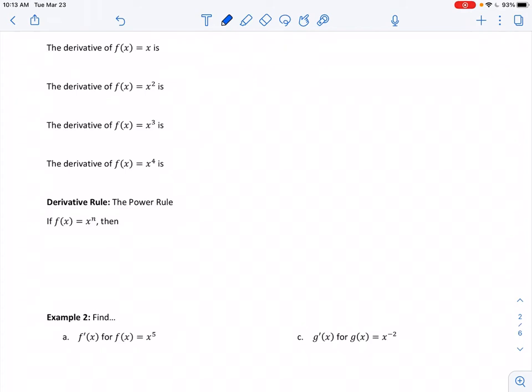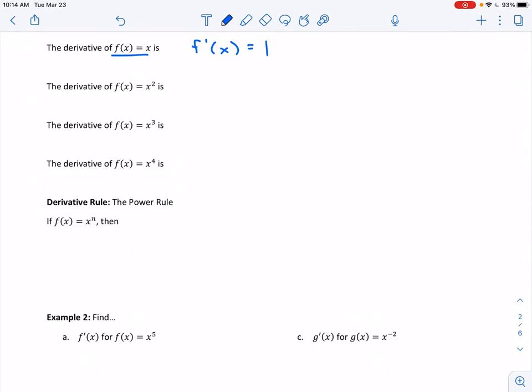I'm going to look at these different powers of x and see how the derivative unfolds, and then we'll see if we can generalize that process, see if we can come up with a method to find the derivative for any power of x. So if I wanted to take the derivative of f of x equals x using the four-step process, I'd find that f prime of x equals 1.